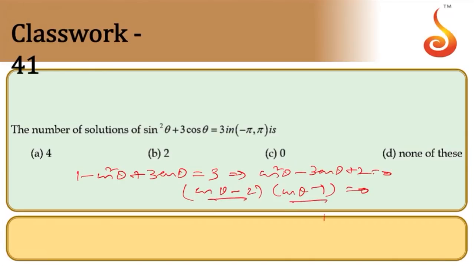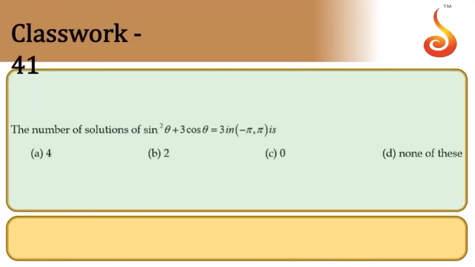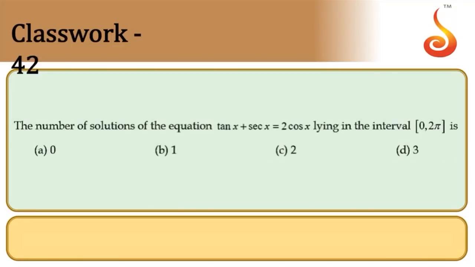So definitely cos theta minus 2 cannot be 0. Cos theta is equal to 1. Cos theta is equal to 1, when you take the graph of the cos function from minus pi to pi, there is only one possible solution. So therefore the number of solutions for the problem is 1. So none of these is the answer for the problem. So there is no answer 1 actually.